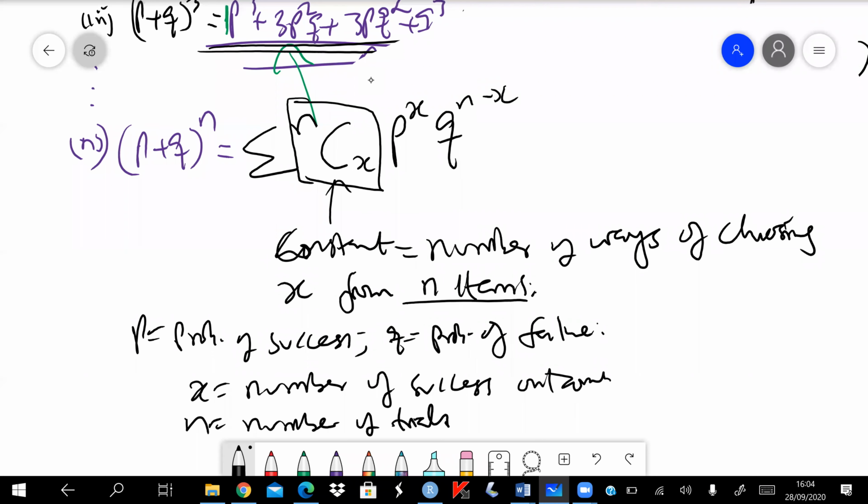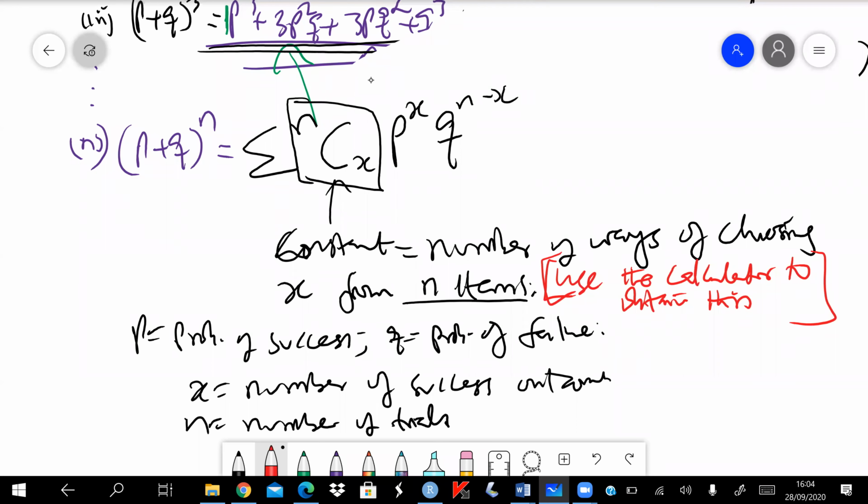For this constant, I don't want us to talk so much about it, but we'll be using our calculators to obtain it. If you check your scientific calculator, there's a function written like this. In most cases you need to shift for you to get that value.